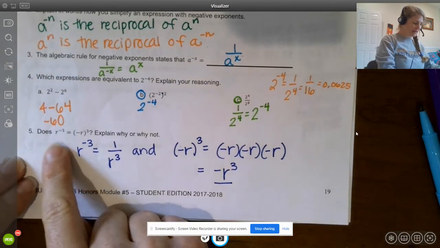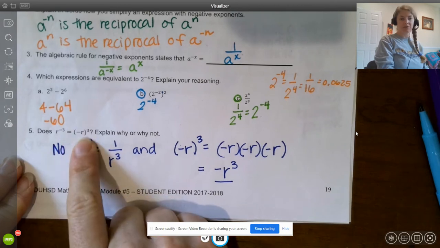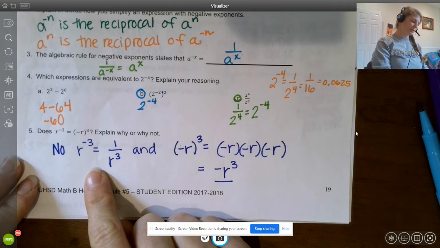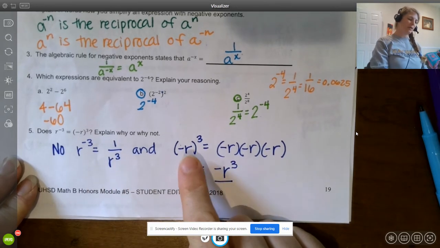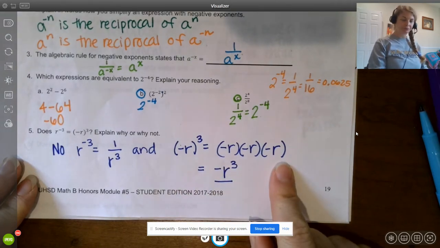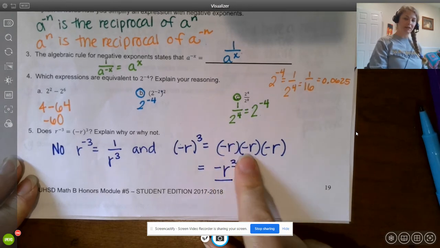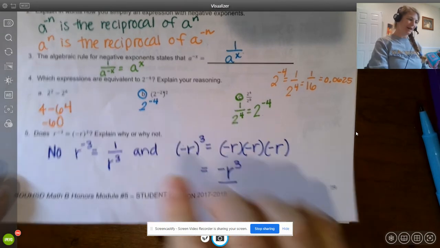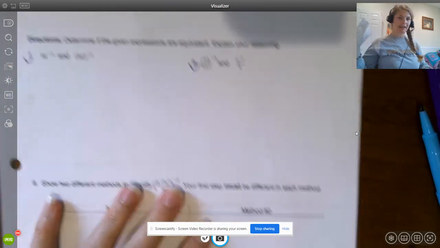And number 5 said, is this equal? Does r to the negative third power equal negative r to the third power? No, and looking at my math, r to the negative third power is 1 over r to the third power. However, negative r to the third power, because of those parentheses, that's negative r times negative r times negative r, to get me a negative r to the third. Negative times a negative is positive, times a negative again is a negative. Nice job, mini mathematicians.